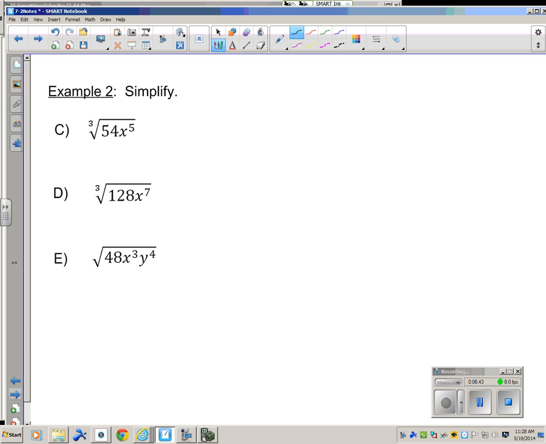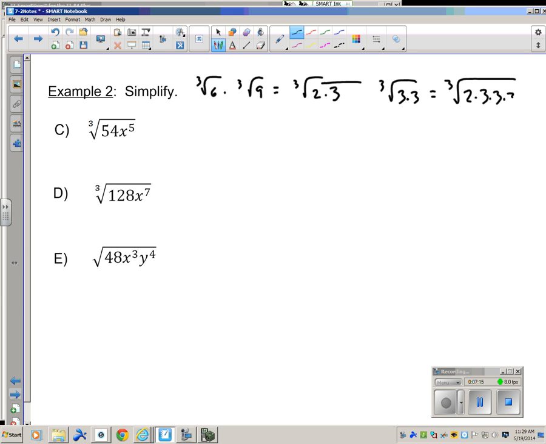So we want to try to figure out what the cube root of 54 is, but it's not going to come out nice. So we've got some options. Let's break it down. I could think, oh yeah, 6 times 9. And if you can't see it, just keep breaking them down. 6 is the same thing as 2 times 3, and 9 is 3 times 3, and now I can put them all together and it's the same thing. So I really get 2 times 3 times 3 times 3.